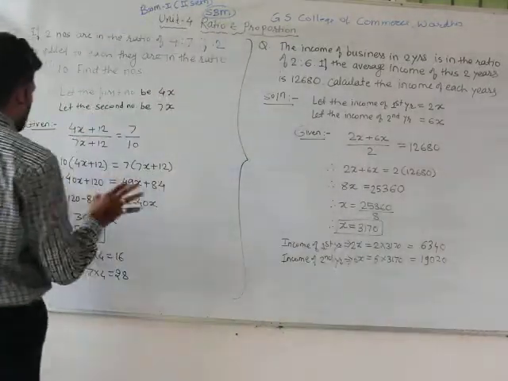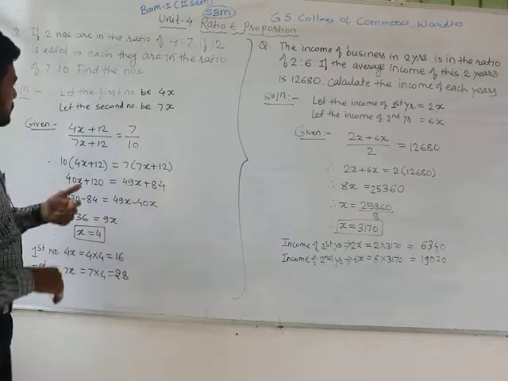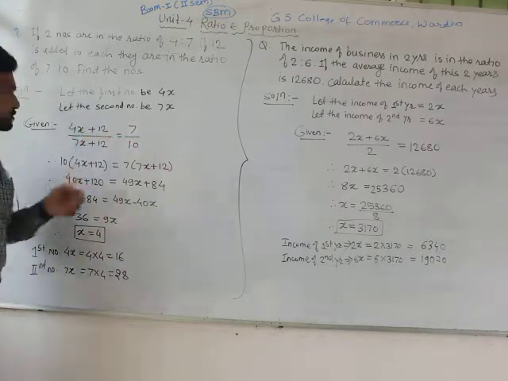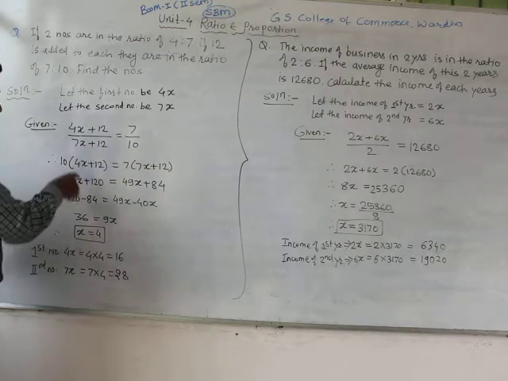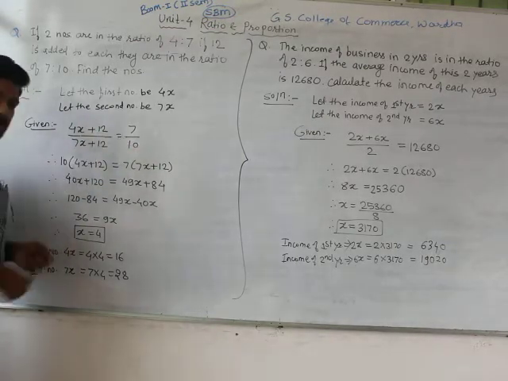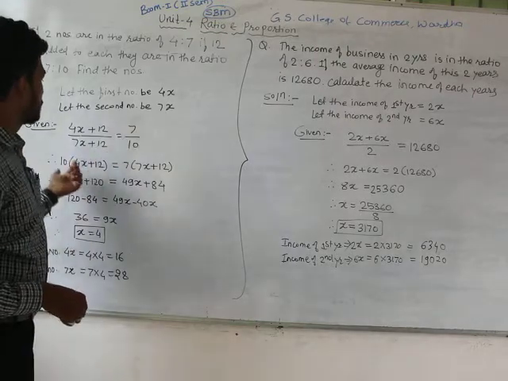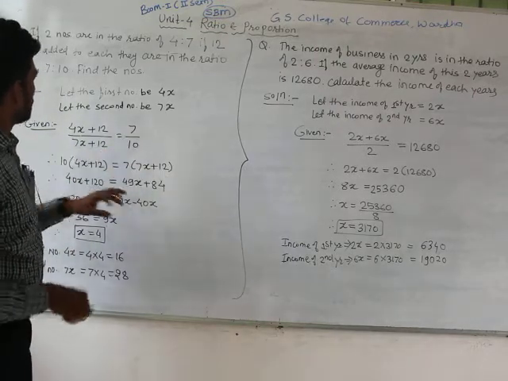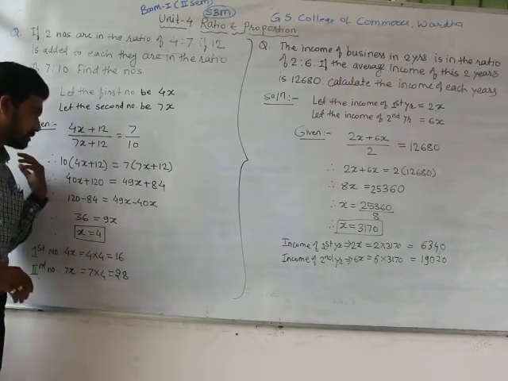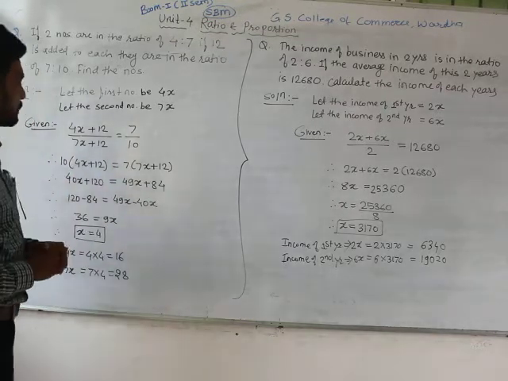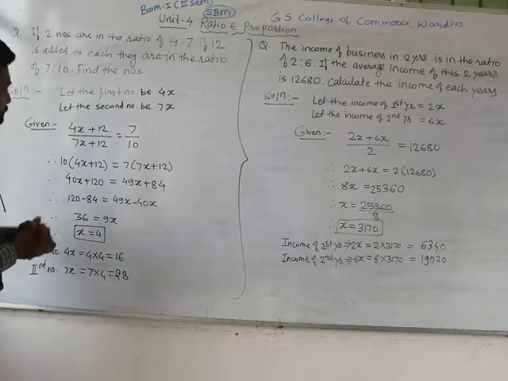Now we will do some general mathematics here. First we will do cross multiplication. So 10 in bracket (4x + 12) equals 7 in bracket (7x + 12). This is not actually very hard mathematics for you. It is very straightforward, simple arithmetical calculation.